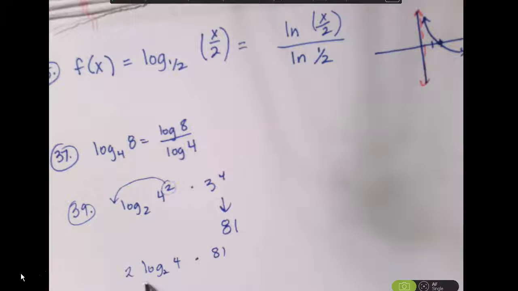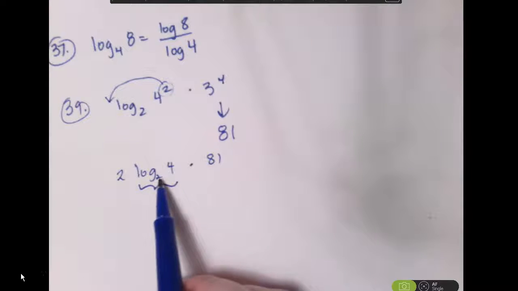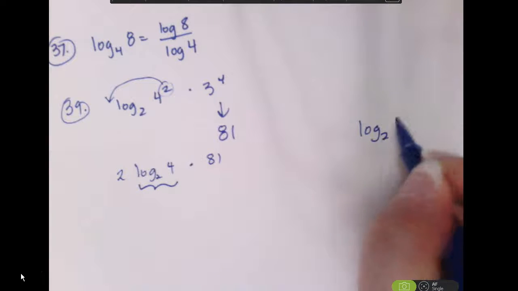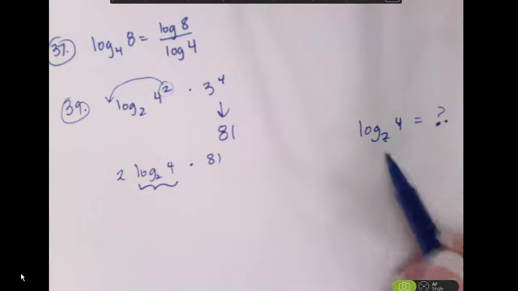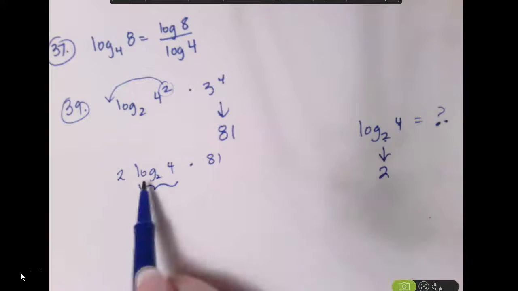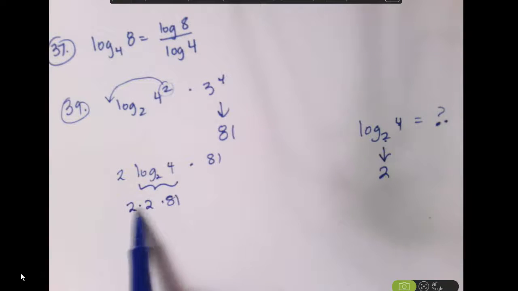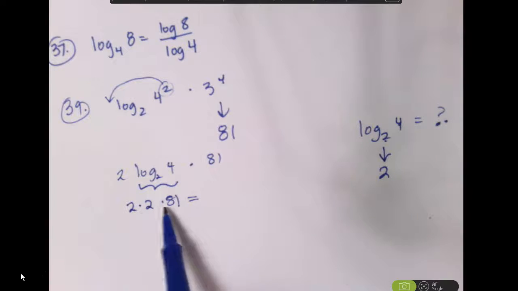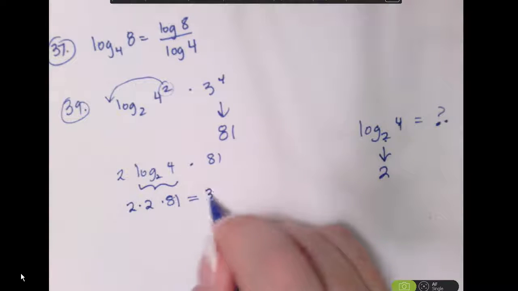And then from our game and from the things we were doing in our head on Monday, I know that the log base 2 of 4, if I just break it out separately, 2 to the what equals 4? Well, that's 2 to the 2. So I can replace this whole thing with a 2. So now I've got 2 times 2 times 81, which 4 times 81 is what? 324.